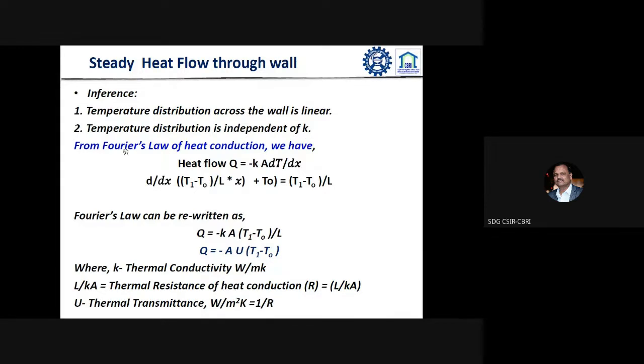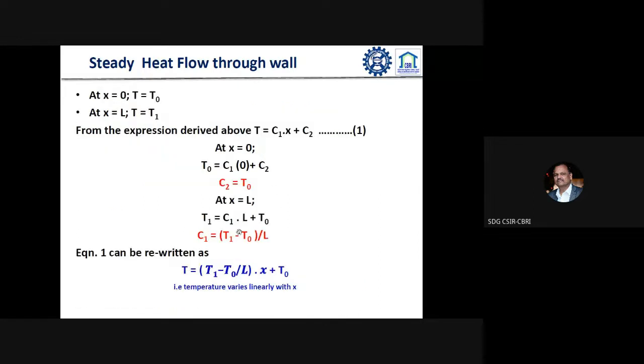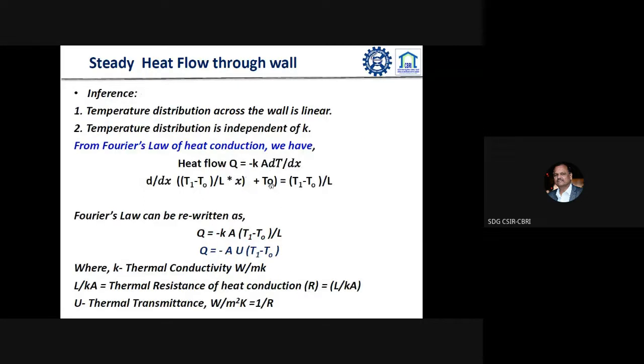So from the Fourier law of heat conduction, we have heat flow is equal to minus K into A into delta T by delta X, if you consider one dimension. And if you put the value of T into this equation, then after solving, your final equation looks like Q is equal to, that is the heat gain, minus A into U in bracket (T1 minus T naught). That means the minus sign tells that heat is coming inside.